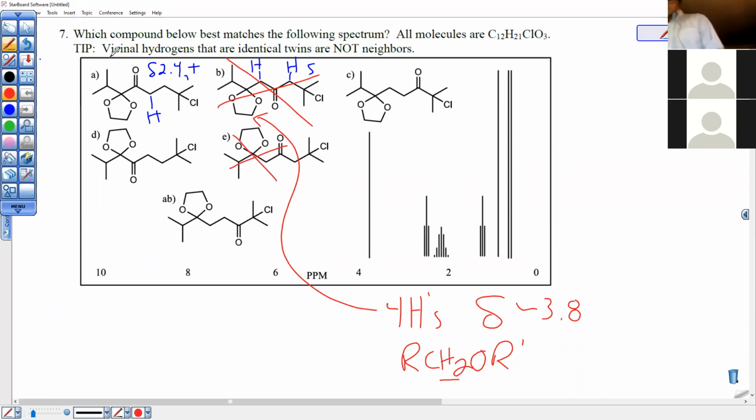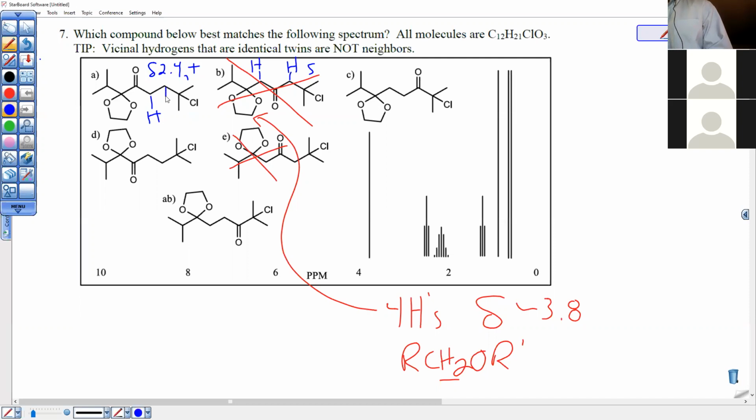Oh, and there's even a comment here I noticed. Vicinal hydrogens that are identical twins are not neighbors. That's something you should know for your test. It's helpful. What about right here? Why don't we stick with A until we can eliminate A?